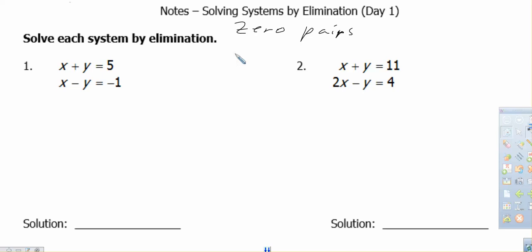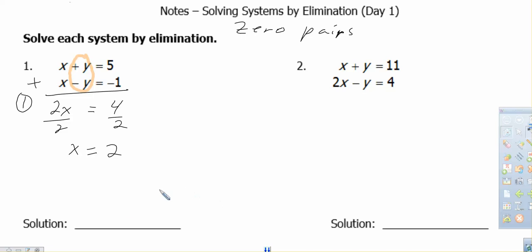Now the way that we know something's set up for elimination is when you look at it and you see this: positive y, negative y. We have a zero pair. That's how we know. So our first step is going to actually be to add these together. That may seem a little weird at first, but that's what we're going to do. So x plus x is 2x. Positive y, negative y cancels out. And 5 and negative 1 is 4. We can solve this equation really easy. Dividing by 2, we have x equals 2.